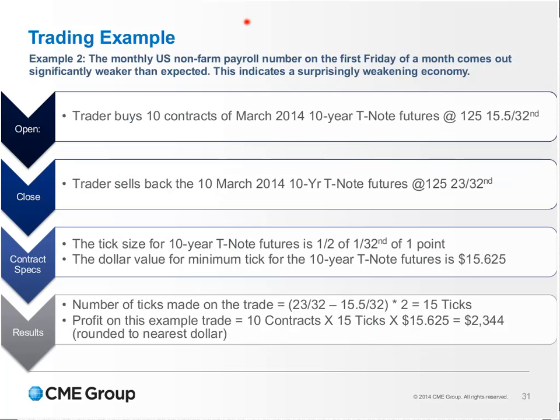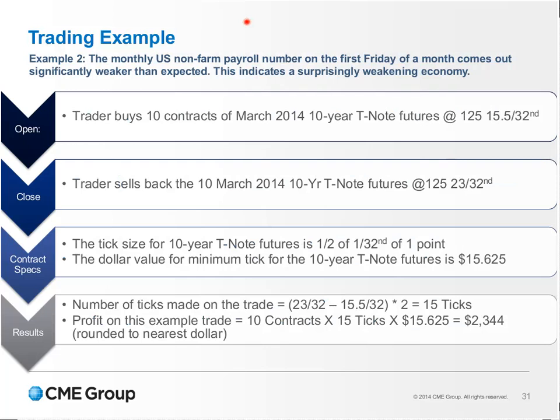Let's take a look at another one for another product that has a slightly different tick size. So a trader is going to buy. The payroll numbers come out on Friday, and they're weak. So again, if we think the payroll numbers are weak, the economy is slowing, chances are rates are going to go down, and as we know, inversely, bond prices may rally.